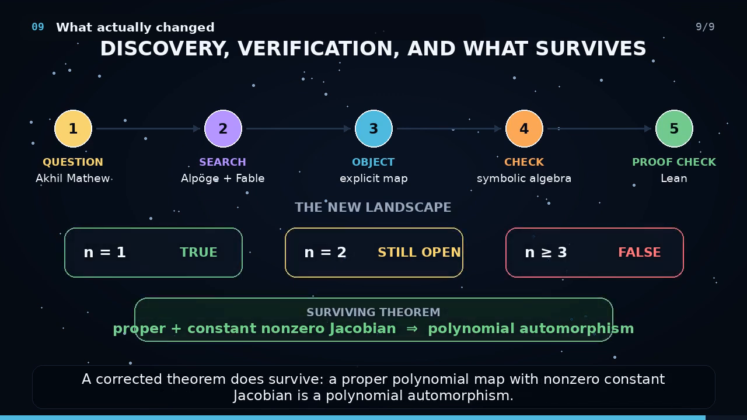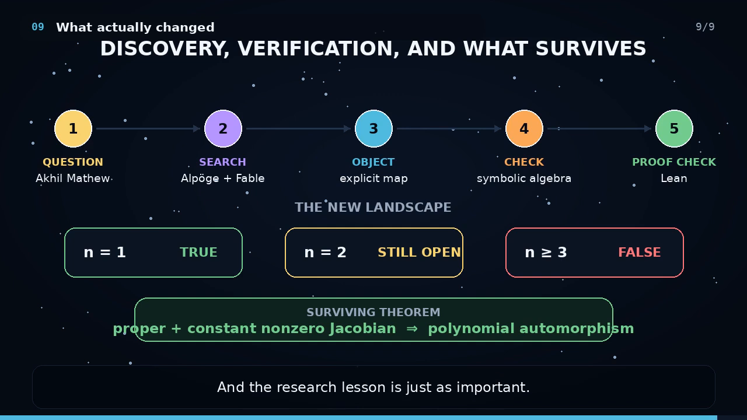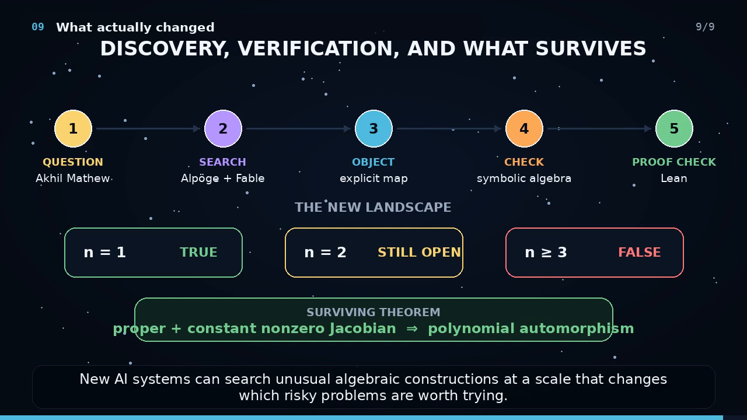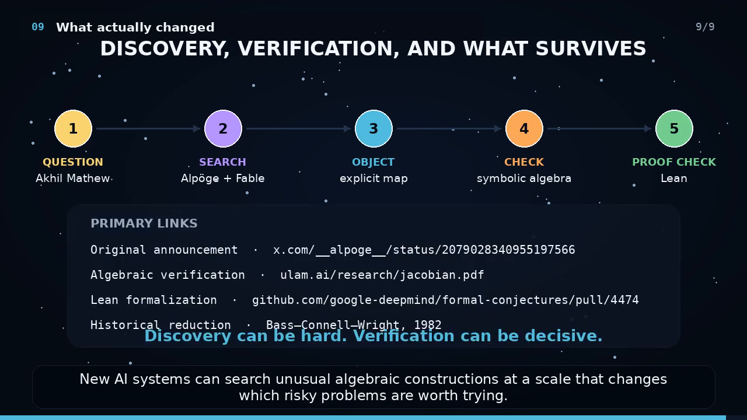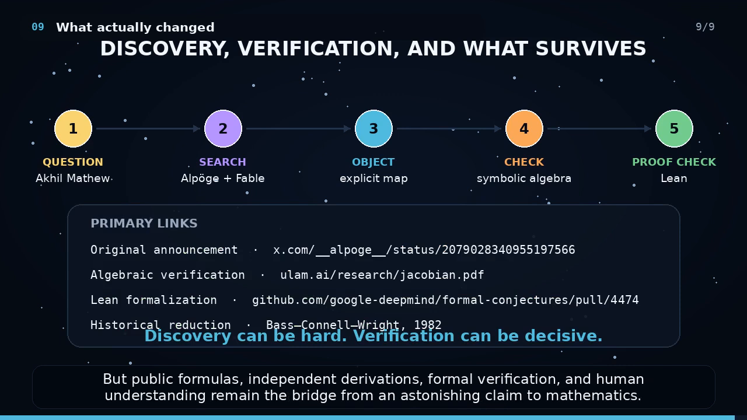A corrected theorem does survive. A proper polynomial map with non-zero constant Jacobian is a polynomial automorphism. And the research lesson is just as important. New AI systems can search unusual algebraic instructions at a scale that changes which risky problems are worth trying. But public formulas, independent derivations, formal verification, and human understanding remain the bridge from an astonishing claim to mathematics.